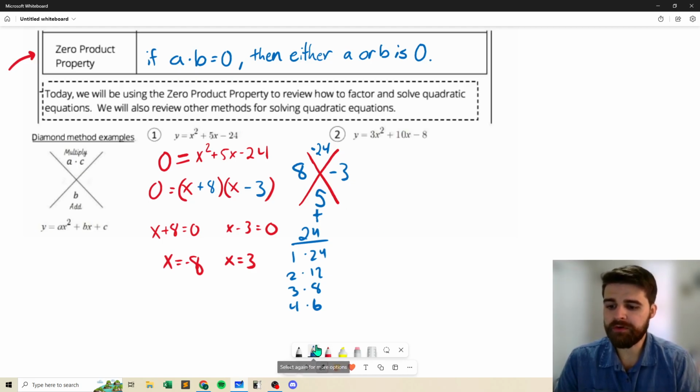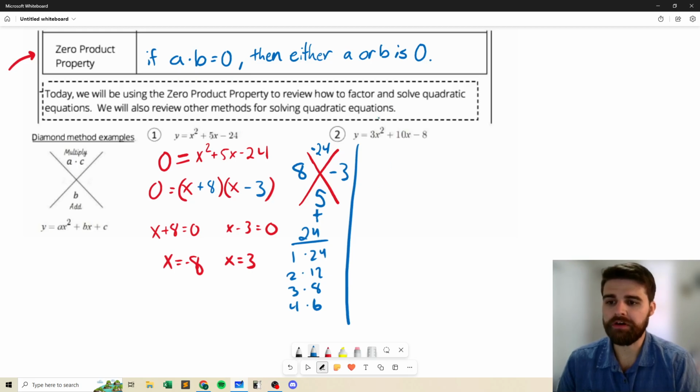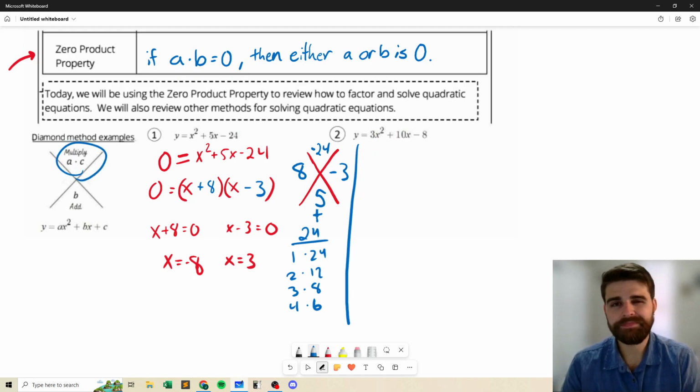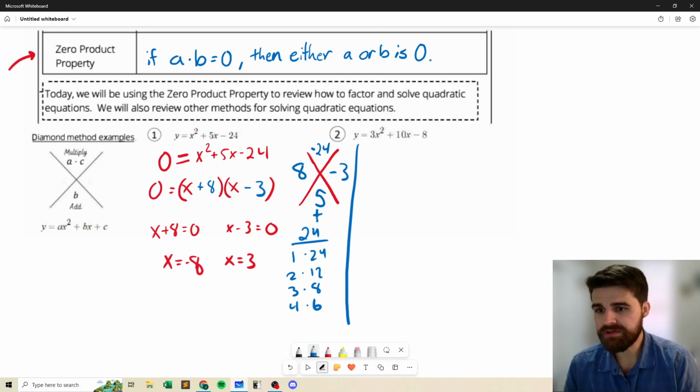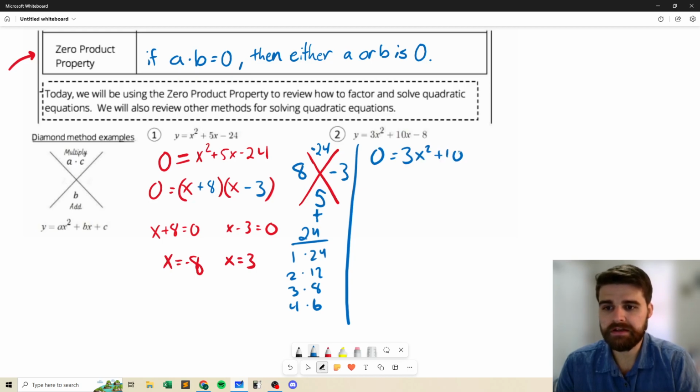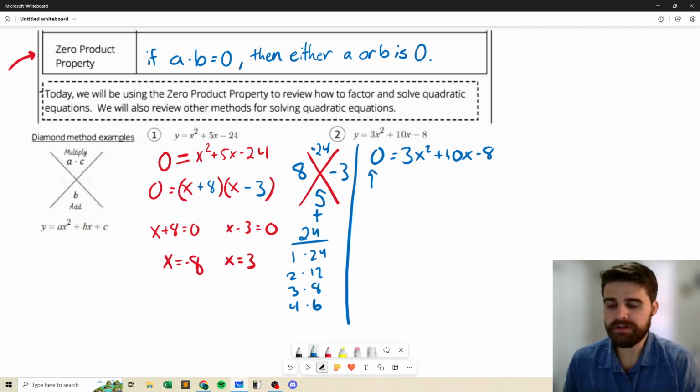Okay, for a slightly more complicated problem, we're going to jump over here. This time we do have an a value that is not 1. So remember earlier I said we put c on top? That's not really true. We put a times c on top. Just most of the time we don't have to worry about a. But let's try this out. We've got 3x squared plus 10x minus 8. Notice I've gone ahead and set this equal to 0 because we're looking for the zeros of the function.